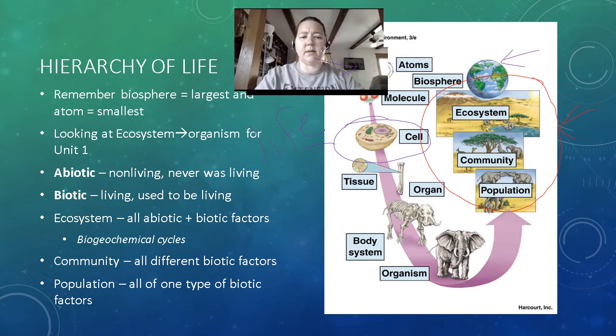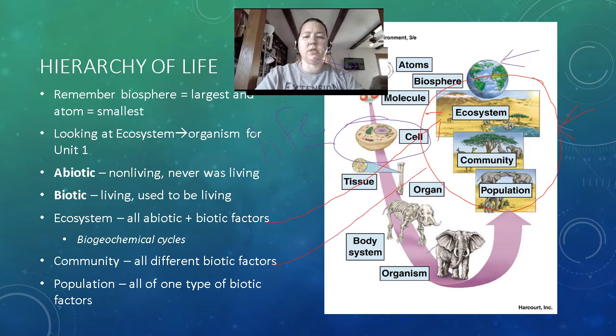An ecosystem is all of the biotic and abiotic factors together. So in the ecosystem up here, we're looking at all the living and non-living things and how they interact with each other. We're also going to talk about biogeochemical cycles when we talk about the ecosystem, but we're going to touch a little bit more on those in the next unit when we actually start getting into some of the other processes associated with the environment.